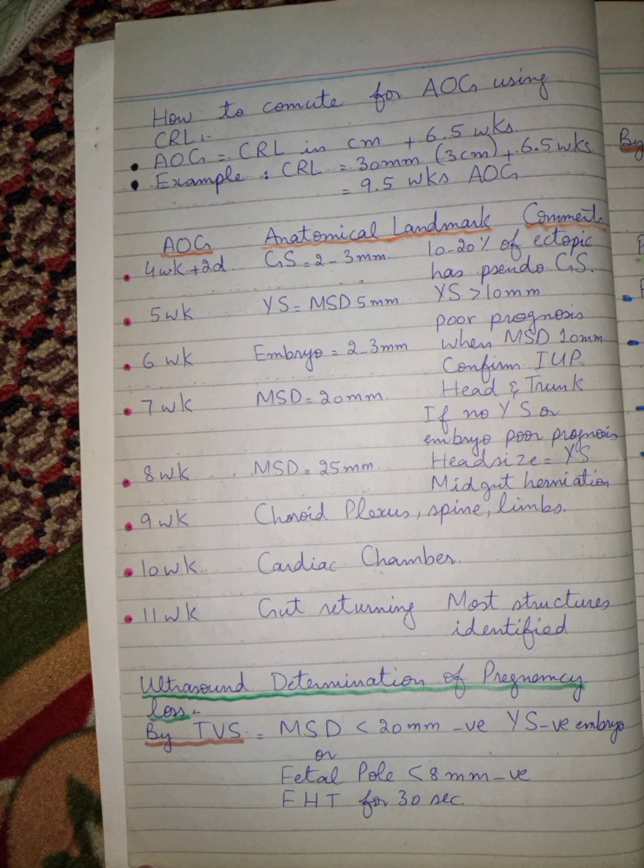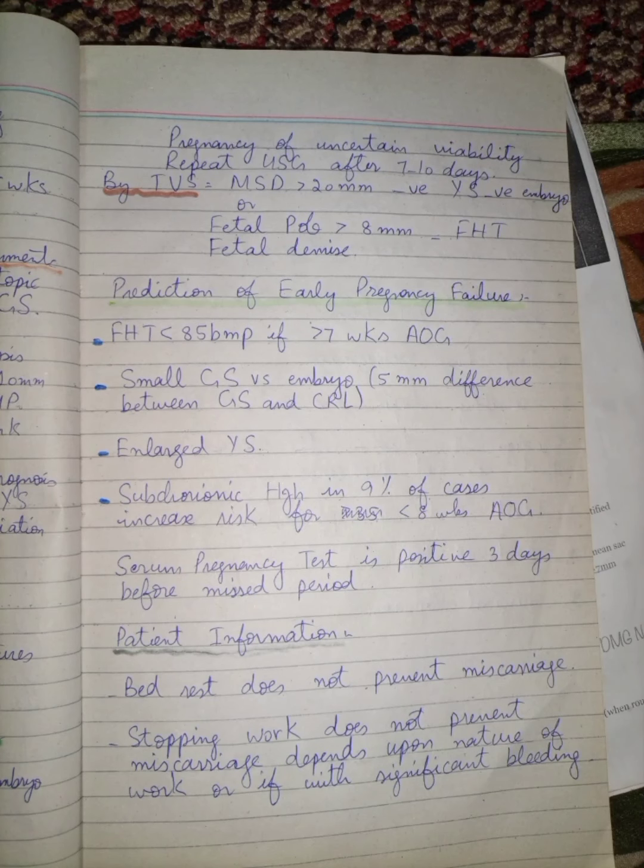Now the ultrasound determination of pregnancy loss by TVS. If mean sac diameter is less than 20 mm and there is no yolk sac and no embryo, or fetal pole is less than 8 mm, then check fetal heart rate for 30 seconds. Now pregnancy of uncertain viability is this. Then repeat the ultrasound after 7 to 10 days.